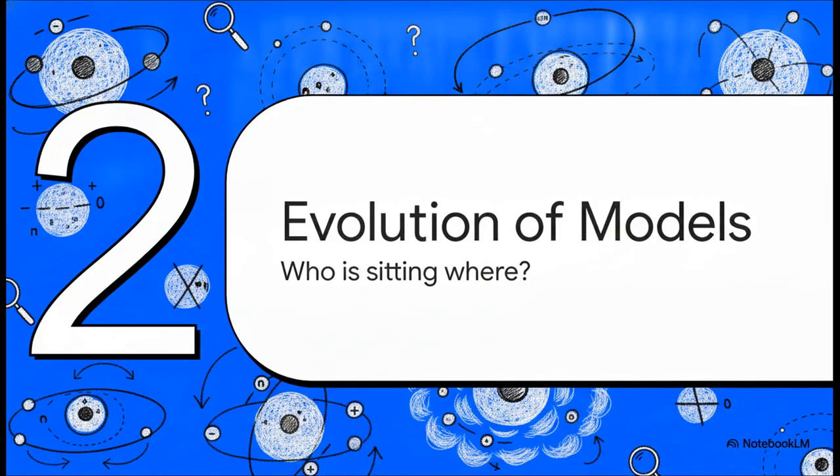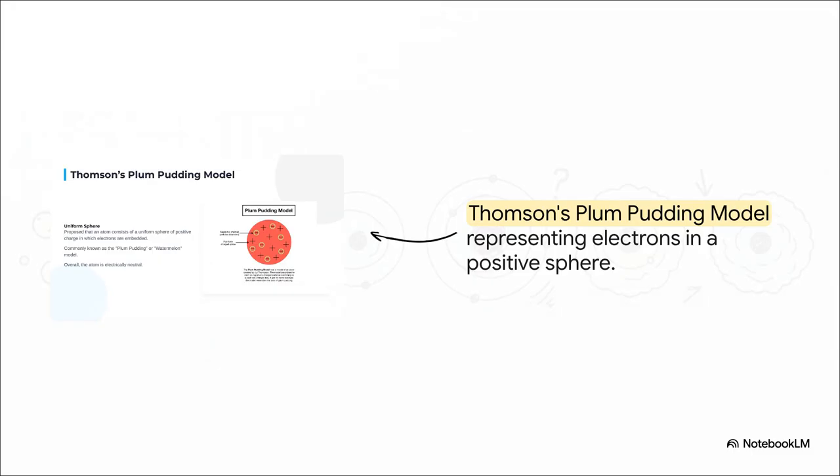Awesome. Moving right along to Chapter 2, Evolution of Atomic Models. We know the parts, but who is sitting where? So we have our electrons, protons, and neutrons. But ये atom के अंदर actually fit कैसे होते हैं? Enter J.J. Thomson. He proposed what we call the plum pudding model, or, if you prefer a summer reference, think of it as the watermelon model.